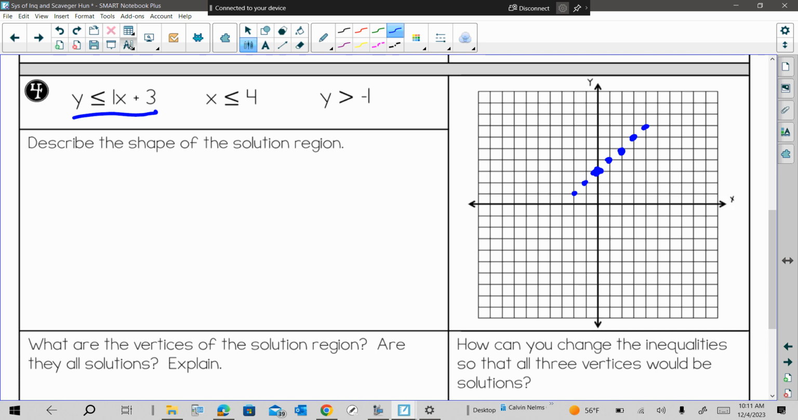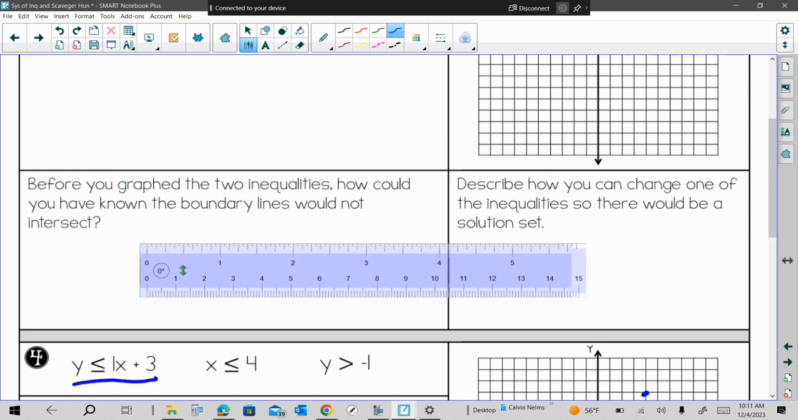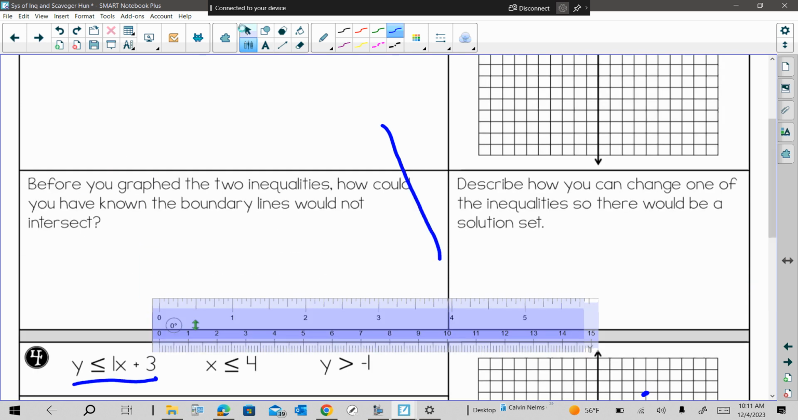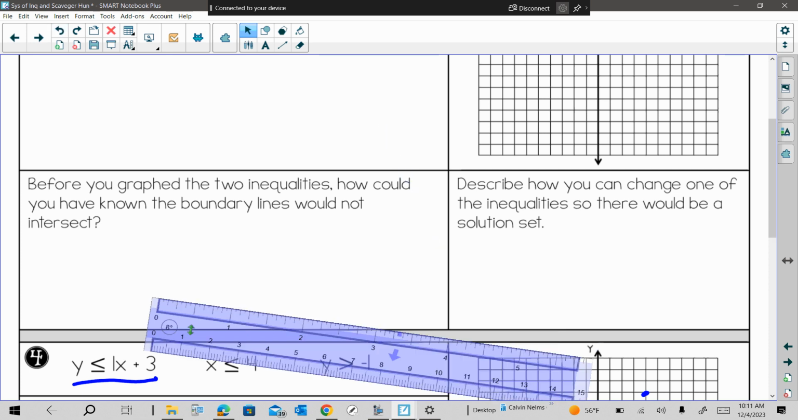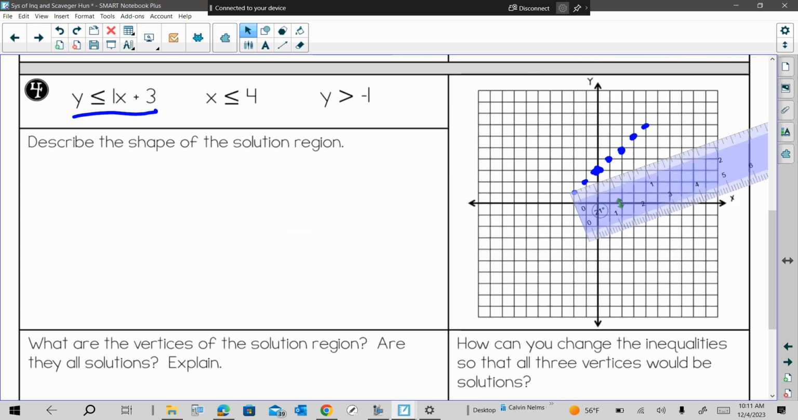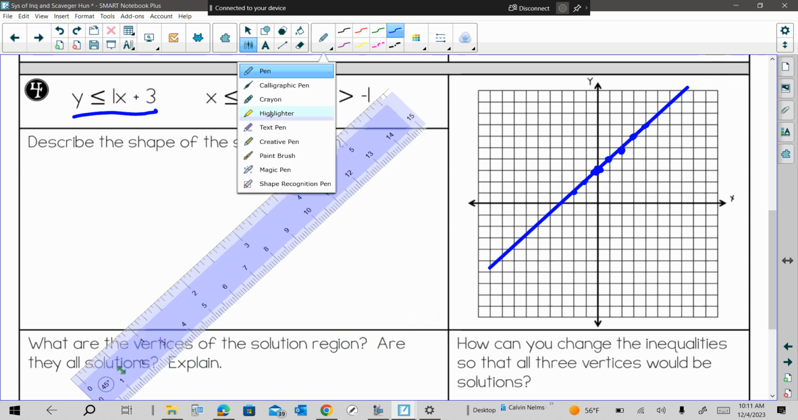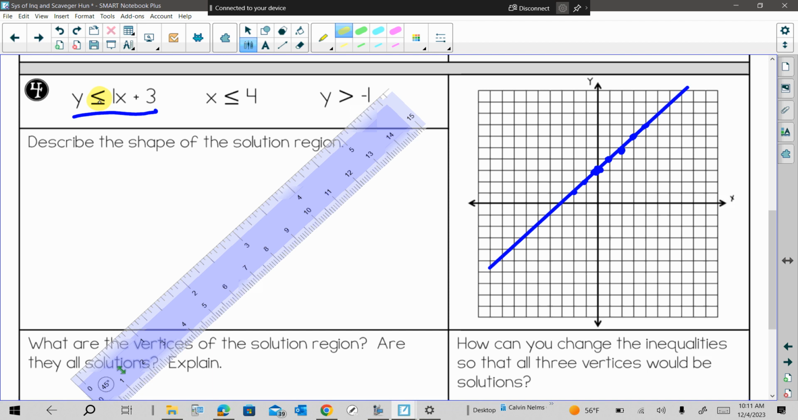All right, so we're just going to take the ruler. Let me get my ruler, which is up here. And we're going to put a solid line. All right, solid line through the points. And then this inequality is less than, so we're shading below the line. Our overlapping for 3 lines could form a shape. So that's what we're going to practice.